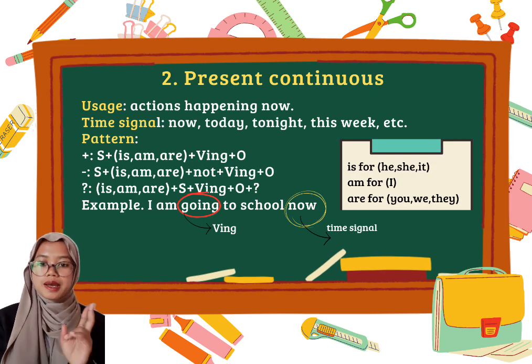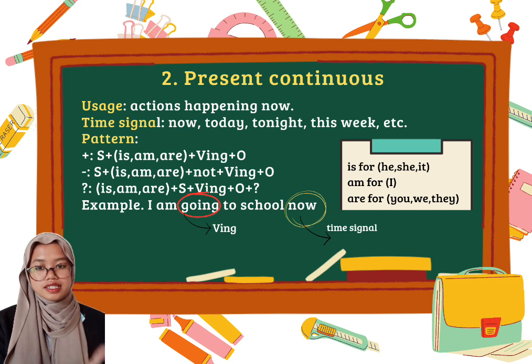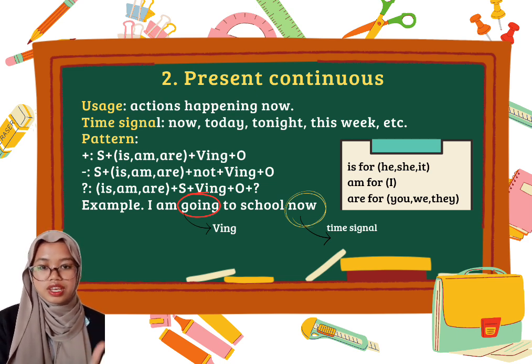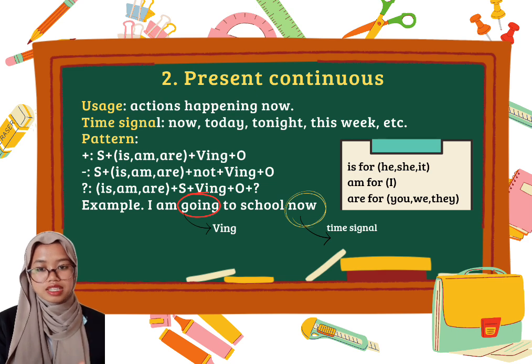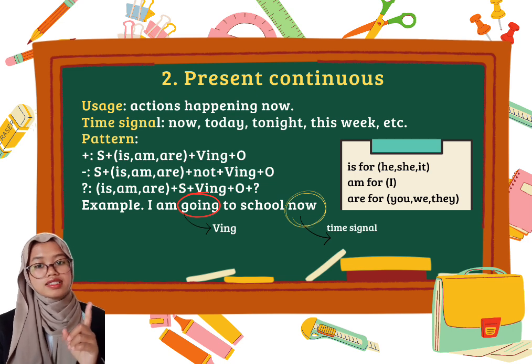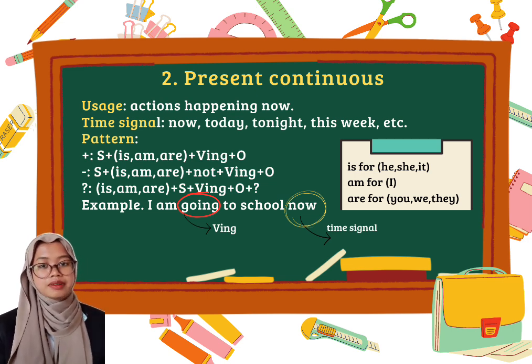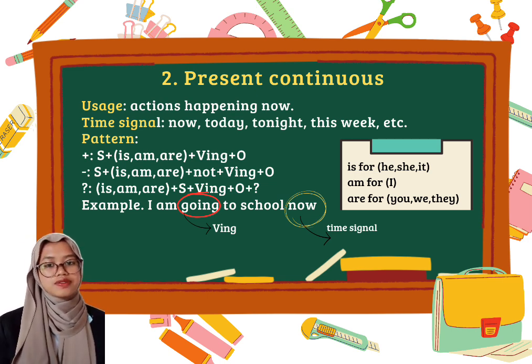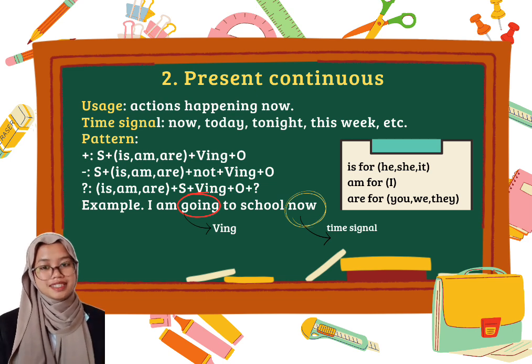And number 2 is present continuous. This tense is used to state an action happening now. The time signals are now, today, tonight, this week, this morning, etc. And the pattern is subject plus is, are plus verb ing plus object. The example, I am going to school now. And is for subject he, she, it, am for subject I, and are for subject you, we, they.